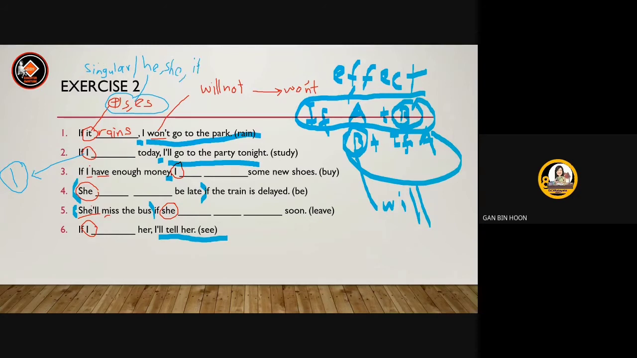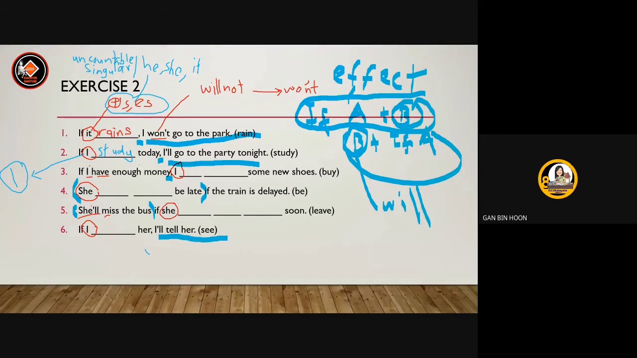Okay? Kadang-kadang singular ni is also tak boleh bilang, uncountable. Good. So, I ni bukan dalam grup ni, betul tak? So, become answer will be if I study. Study. Okay, no S. Okay, so study. If I study today, I'll go to the party tonight. Kalau hari ni saya belajar, malam ni saya boleh pergi party.